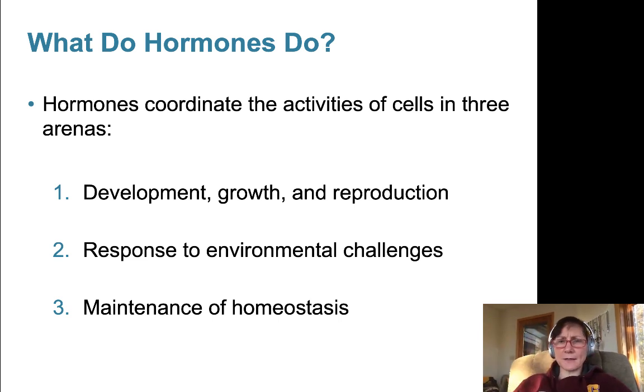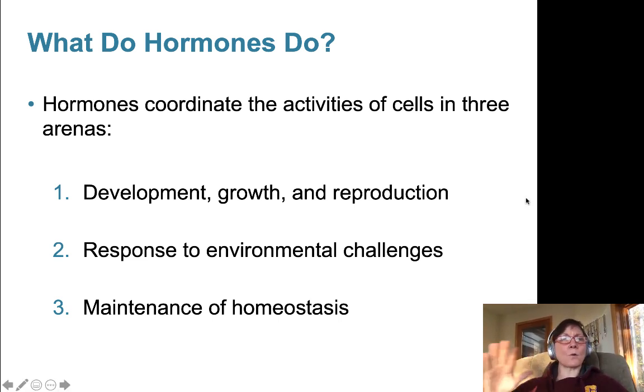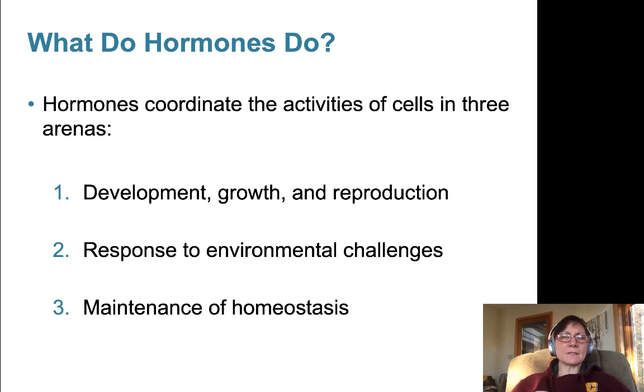So we probably should have defined this earlier, or discussed this sooner, but what do hormones do? So we're simplifying it here by saying that hormones are going to coordinate the activities of cells in 3 different big arenas. In development, growth, and reproduction, in response to environmental challenges, and in the maintenance of homeostasis. So we're going to go through each of these briefly.